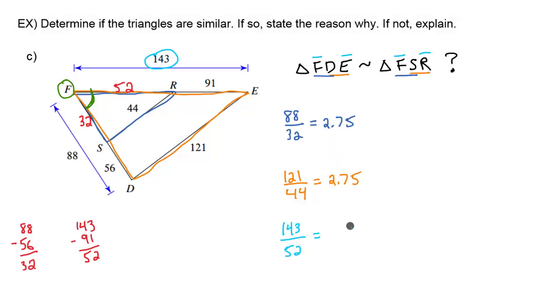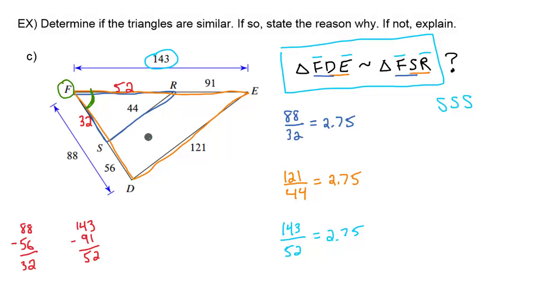So far we're good, but we need all three of them to be the same. And if I do 143 divided by 52, yes, I do get 2.75, so all three are the same. That means that these two are similar triangles, and we proved it using side-side-side.